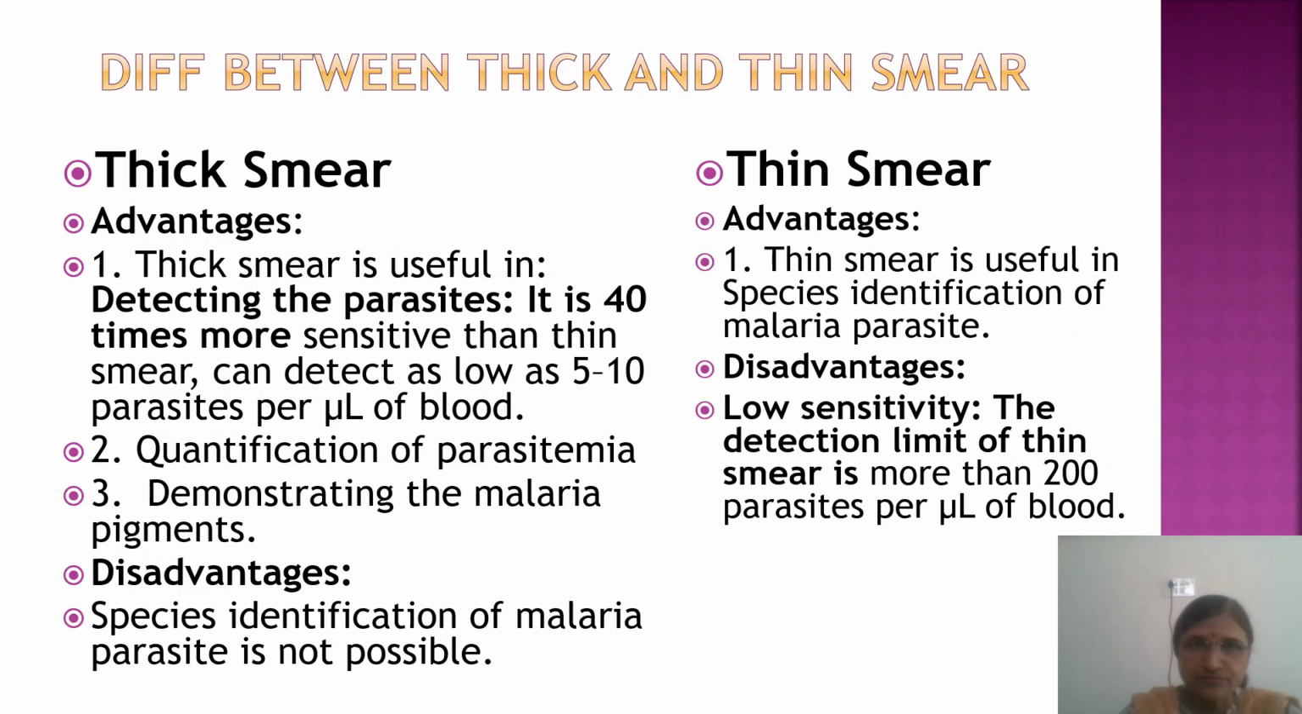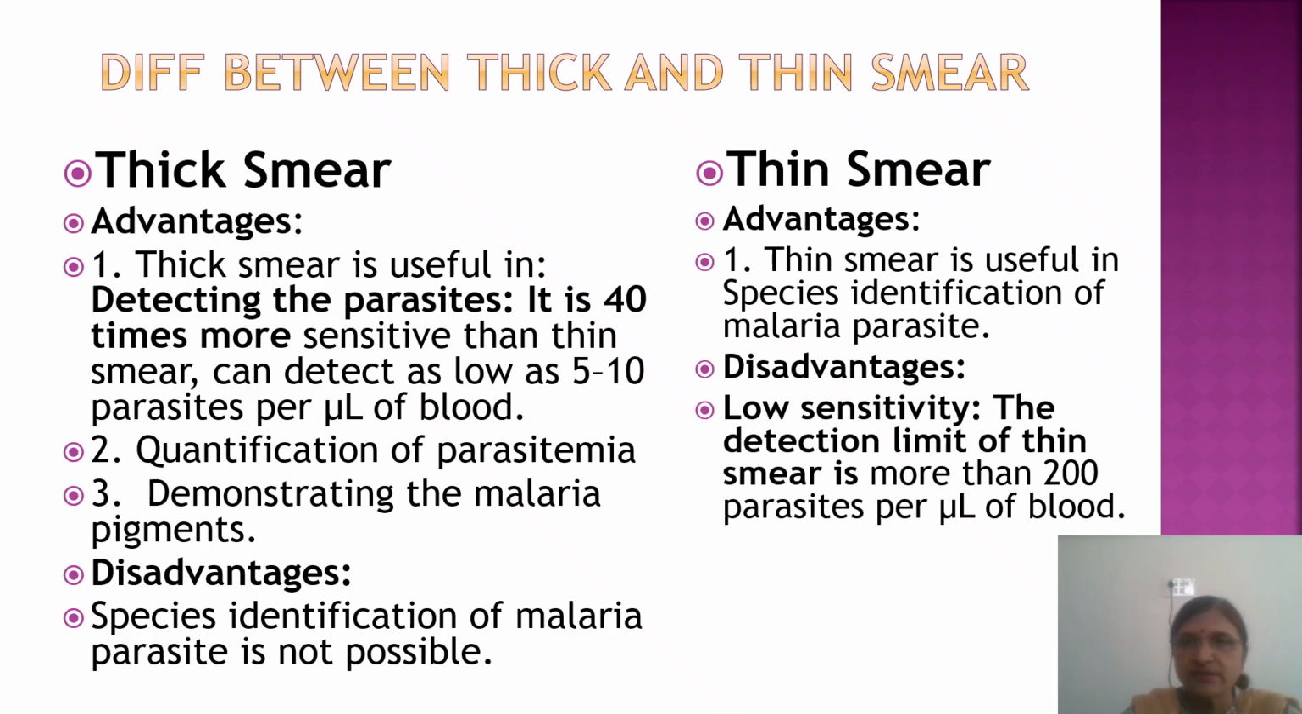So first, thick smear. Advantages: it is helpful when the parasite count is very low, even if only 5 to 10 parasites are there, you can still see them in a thick smear. In thick smear you just see the parasite forms. The RBCs are destroyed, so you don't see RBCs. In thick smear, you can do quantification of parasites and demonstrate malarial pigments like Schüffner's dots or Maurer's dots. The disadvantage here is that species identification or morphological forms identification is not possible.